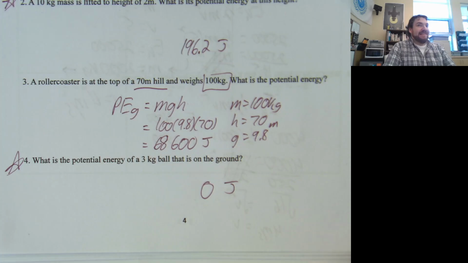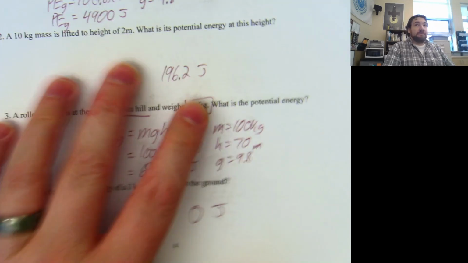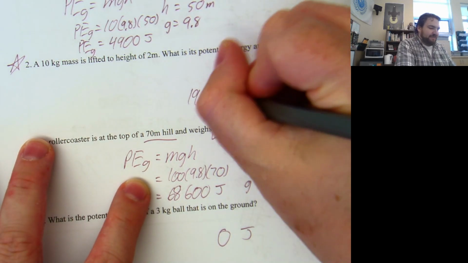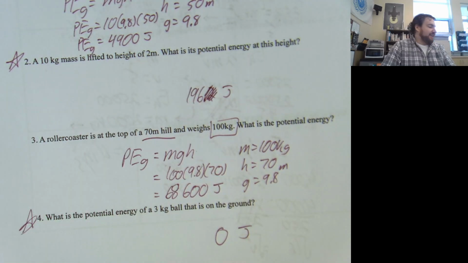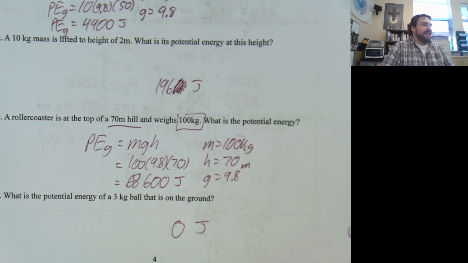Cool. Let's make this more interesting, shall we? Oh, sorry, 196. My bad. I used a different value for G with my previous class. We used 9.81, not 9.8, and I just made things more decimal. We changed it.